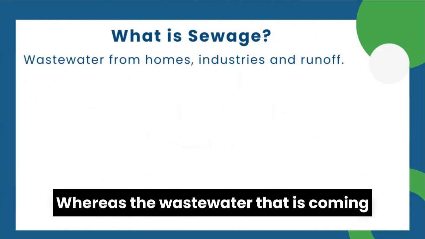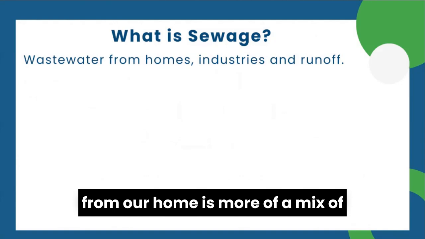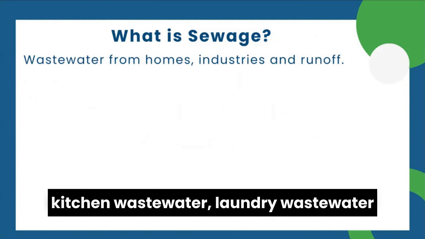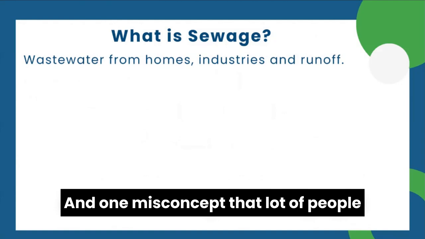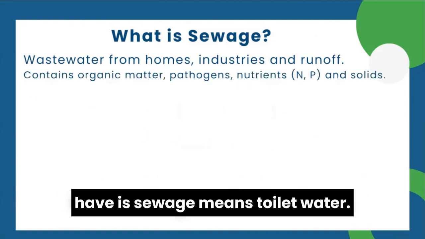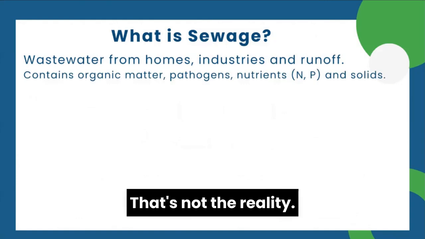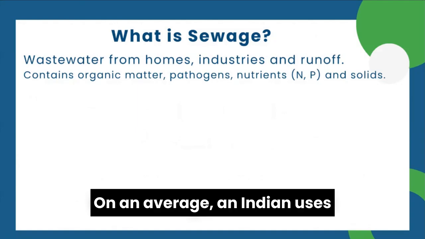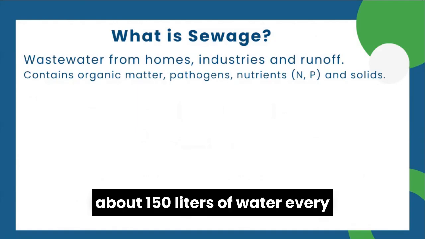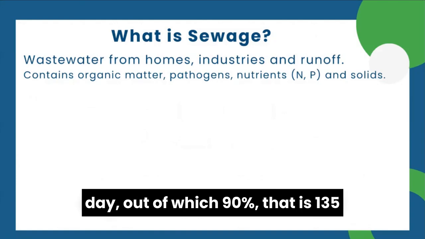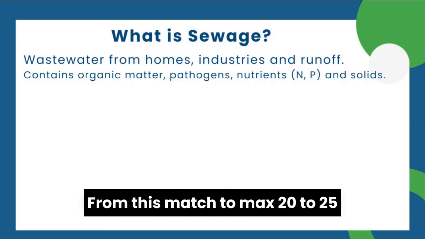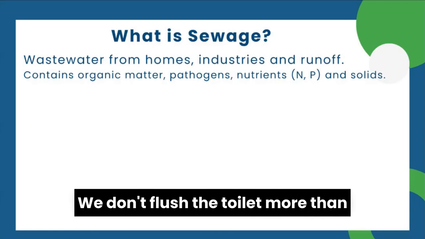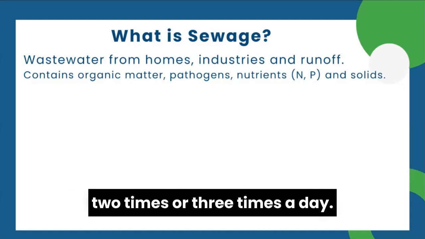Whereas the wastewater that is coming from our home is more of a mix of kitchen wastewater, laundry wastewater, and toilet wastewater. One misconception that a lot of people have is that sewage means toilet water. That's not the reality. On an average, an Indian uses about 150 liters of water every day, out of which 90%, that is 135 liters, will come out as sewage. From this, at most 20 to 25 liters comes from toilet flushing. We don't flush the toilet more than 2 or 3 times a day.